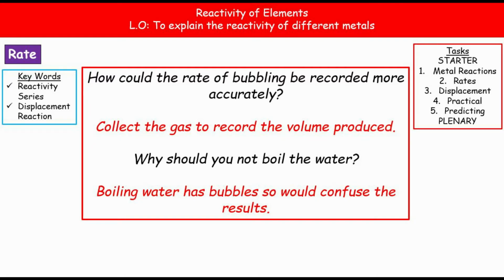Why we shouldn't boil the water if we're heating it up is because when we boil water, we get bubbles of gas anyway. So that would mean you wouldn't know whether the bubbles were the hydrogen or whether they were bubbles made because you'd boiled the water.